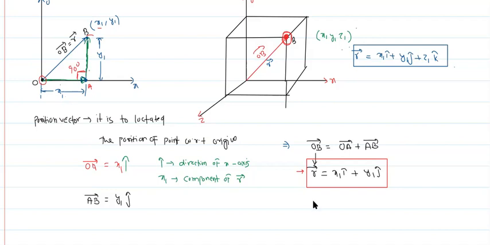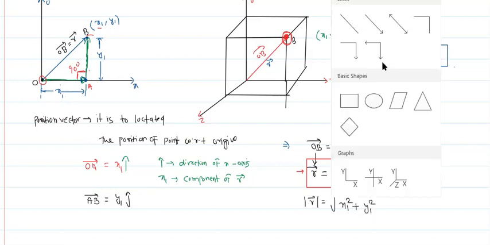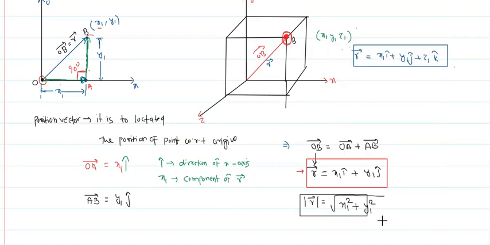So you can say the magnitude of r vector is equal to root over x1 square plus y1 square. Correct? Okay. So if you square this and take the root, you get this vector. In the same manner, if you want to find the magnitude of this vector in space, it is equal to root over x1 square plus y1 square plus z1 square.